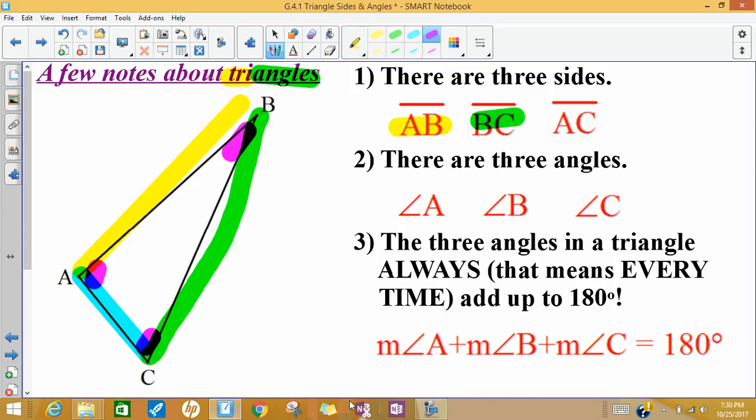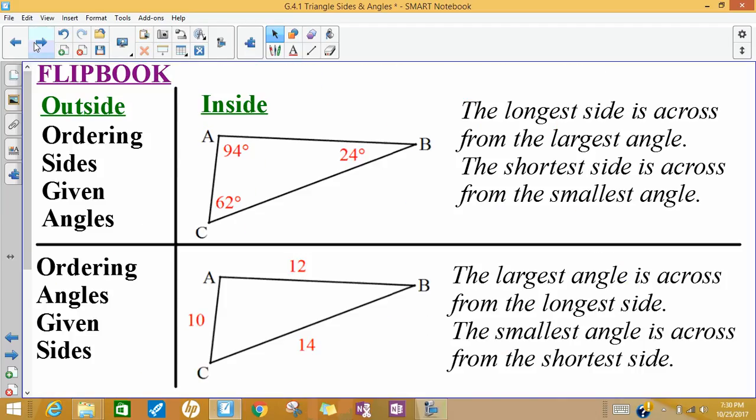Another important note is that if I took the measures of all three angles in a triangle, they always, every single time, will add up to 180 degrees. So it's a good fact to memorize. We're going to use it often this year. So add these two ideas to your flipbook.